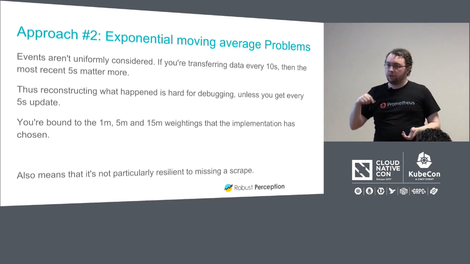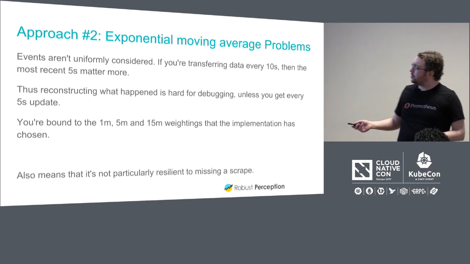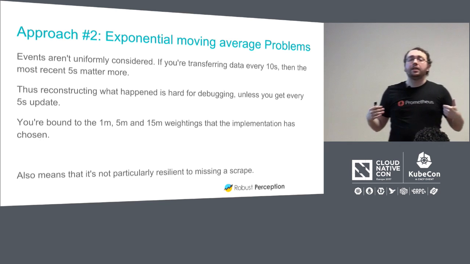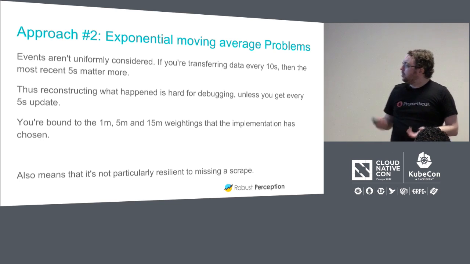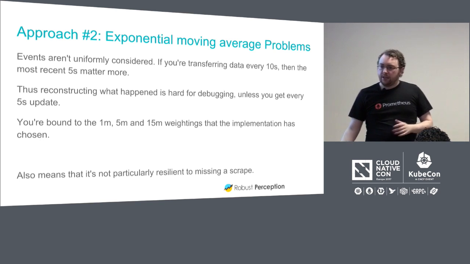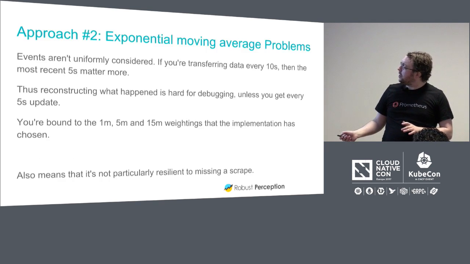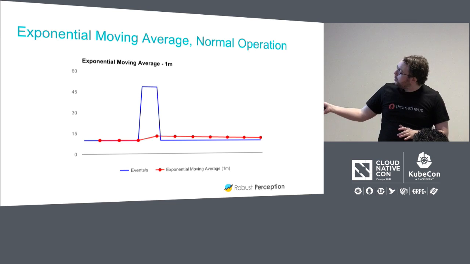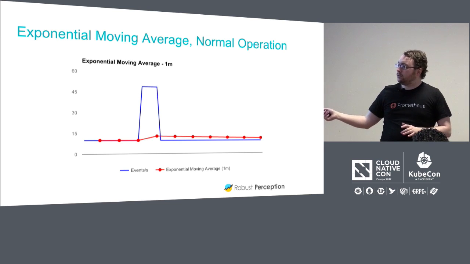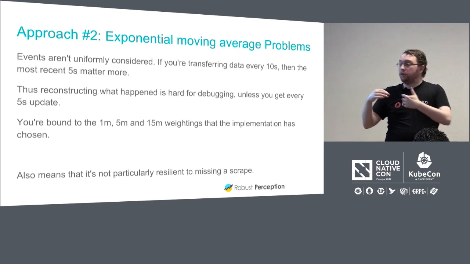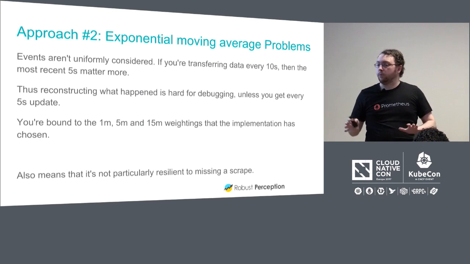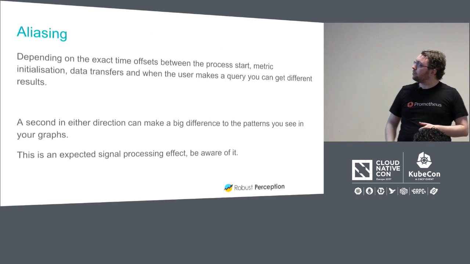And it also means because it's got built-in 1 minute, 5 minutes, and 15-minute weightings, if you want some other rate or want to get things faster or slower, you can't do that. And it's kind of resilient to missing a scrape. Like you can see that it'll probably get here. You'll kind of have the information, but you're not going to see the full spike. It's not terrible, but it has issues.